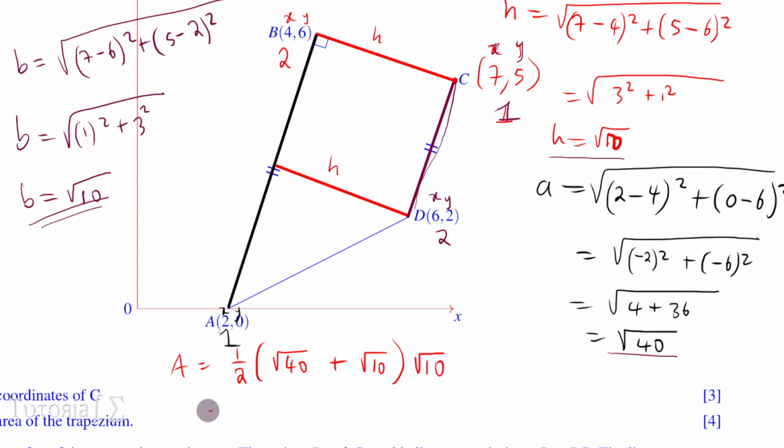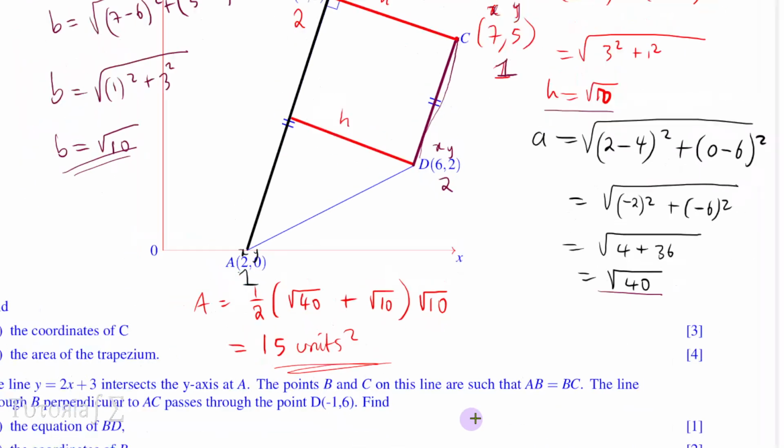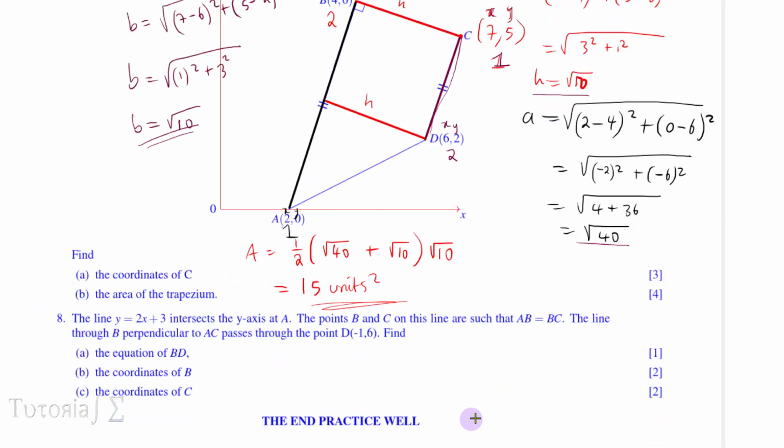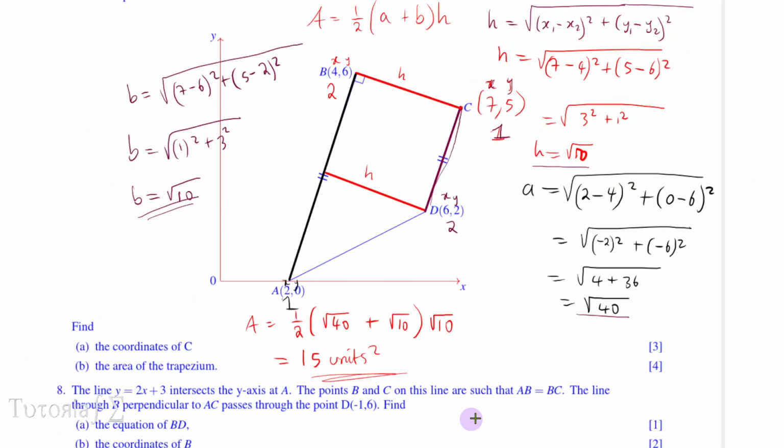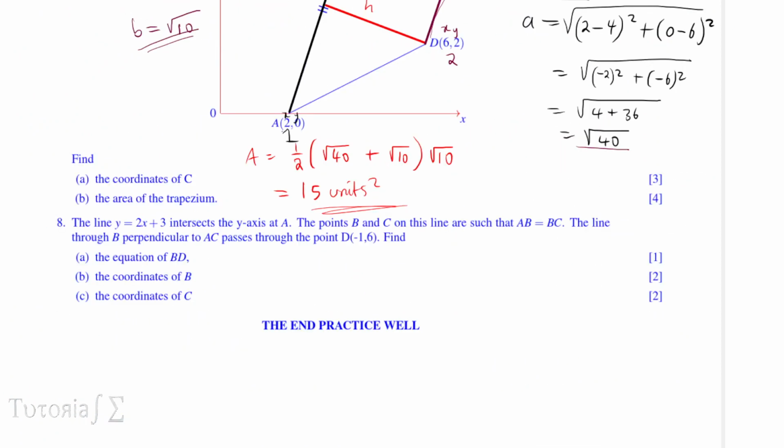So we simplify this by simply multiplying and adding. When we simplify everything here, it should give you about 15 units squared. We don't know the units that are being used, so it will be 15 units squared. And basically that is how you are supposed to find the area of the trapezium. Okay, so that is it on that question. All right, so that is how you are supposed to work out that one.